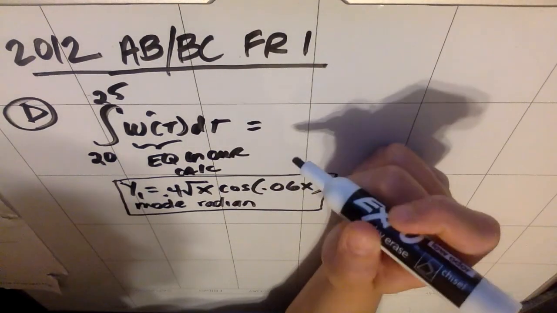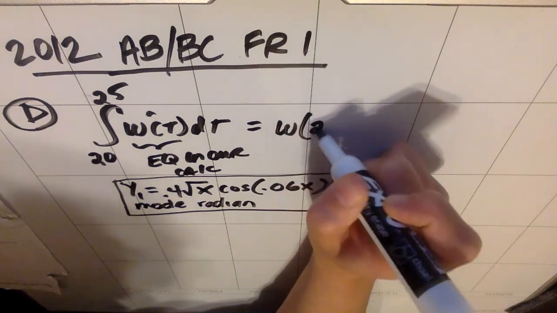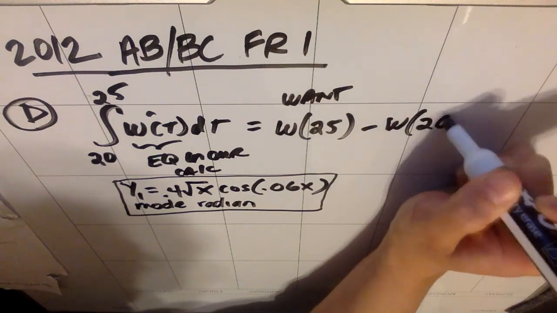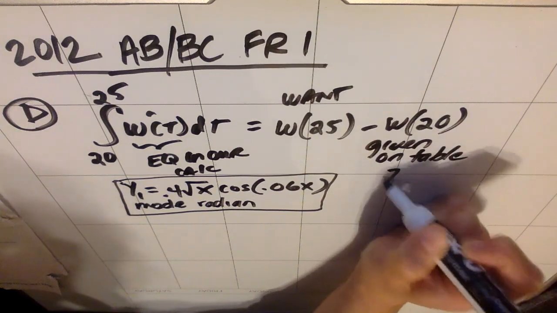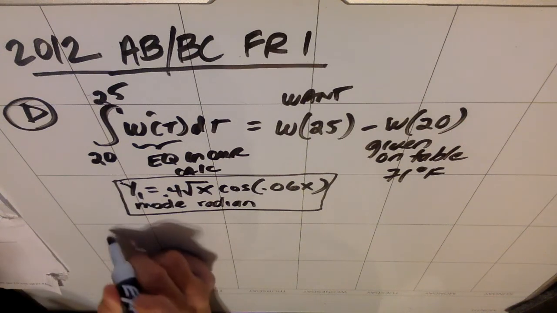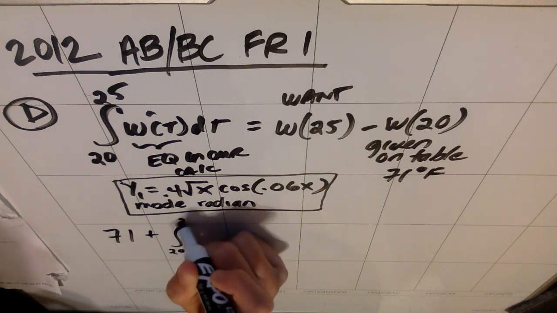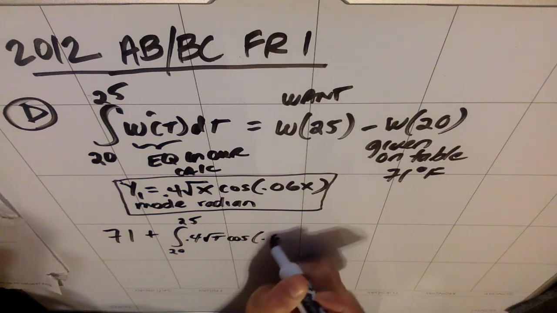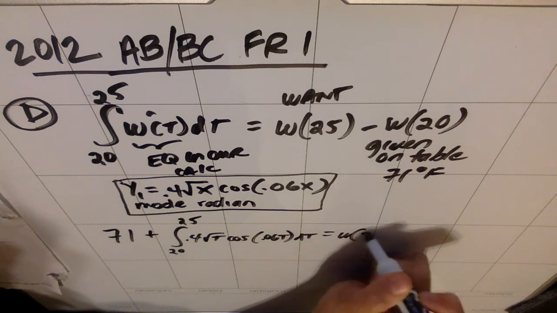And we know from the first fundamental theorem of calculus that if we integrate from 20 to 25 of W prime of T, we should get W of 25, which is the answer that we want, right, minus W of 20, which was given on the table, right? This was given on the table to be 71 degrees Fahrenheit. So I'm pretty sure that if what I type into my calculator is 71, so I'm going to add that 71 over, plus the integral from 20 to 25 of 0.4 root T cosine of 0.06 T dt, that I'm going to get W of 25.